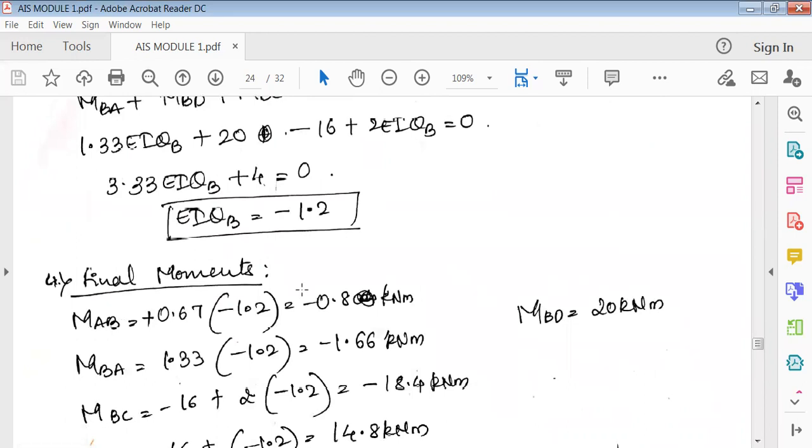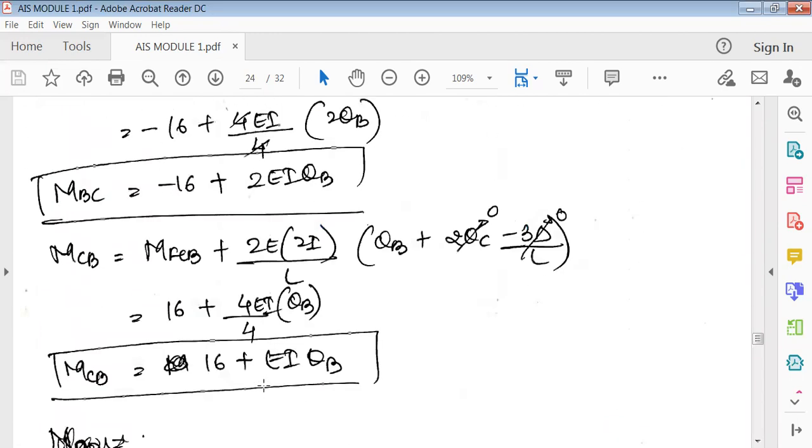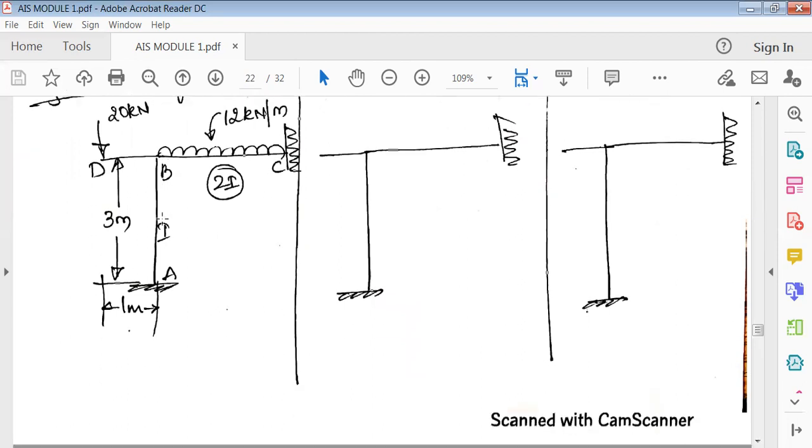Substitute the values here. MAB is 0 minus 0.8, whereas MFBA... okay, at B there are three members connecting. You can see here at B there are three members. Whenever there are three members connecting as such, the moments will not be the same. They'll not be equal, they'll be different.